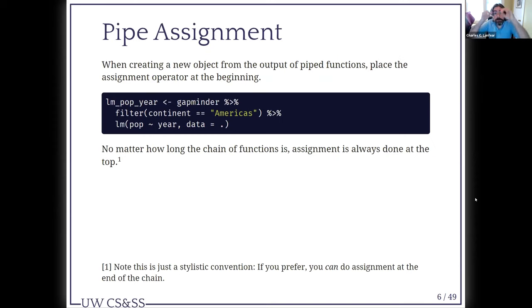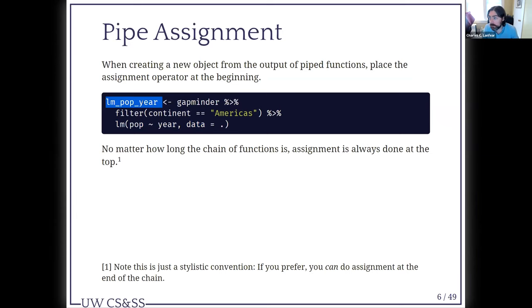Okay. So if you want to do some operation using a pipe of dplyr statements and you want to save the result to an object, you do the assignment first and then you do the piped operation. So here I want to generate a linear model of population on year. This is just a name, an empty object I'm about to create. I'm going to create lm_pop_year, and assign to it the Gapminder data, then filter so continent equals Americas, and then run my linear model where my data, which is the Gapminder data filtered to the Americas, is sent here. It's going to get the data, filter the data, run the model, and then put the output of the model up here.